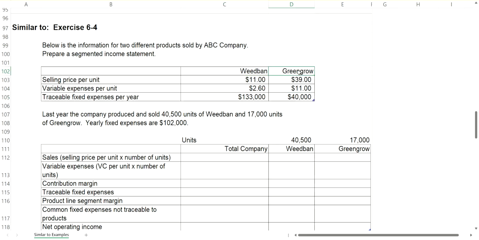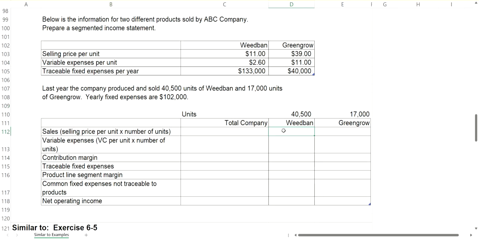cost for WeBan only, and $40,000 is direct fixed cost for making GreenGrow. Last year, the company produced 40,500 units of WeBan, so I went ahead and put that on top of WeBan to help us with our calculations, and 17,000 units of GreenGrow. So I went ahead and put that above GreenGrow to help us with our calculation. Also, there was an additional yearly fixed expense that is common, we'll talk about that more in a minute, of $102,000. Okay, so let's go ahead and prepare.